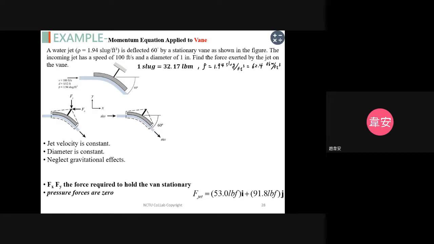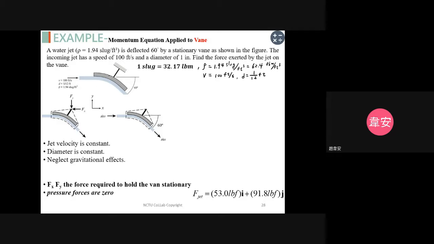The jet is deflected 60 degrees by a stationary fan as shown in the figure. The incoming jet has a speed of 100 ft per second with a diameter of 1 inch, and 1 inch is equal to 1/12 ft. So please find the force exerted by the jet on the fan.